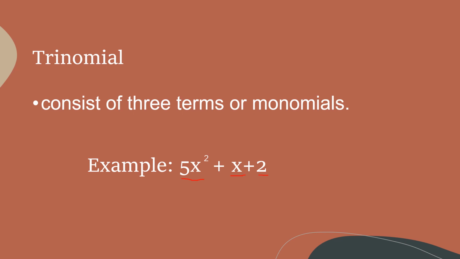Tatlong terms na siya. So kagaya ng sinabi ko kanina, paano natin ma-identify if that is one term? Kapag hinihiwalay siya ng operation na addition or subtraction, then it is already two terms. Halimbawa, dito sa example natin na ito, 5x squared plus x. Pinaghihiwalay siya ng operation na addition. So, this is one term and then this is another one. So, dalawa na sila. And then, there is another operation addition here. So, hiwalay ulit siya. So, naging tatlo na sila.